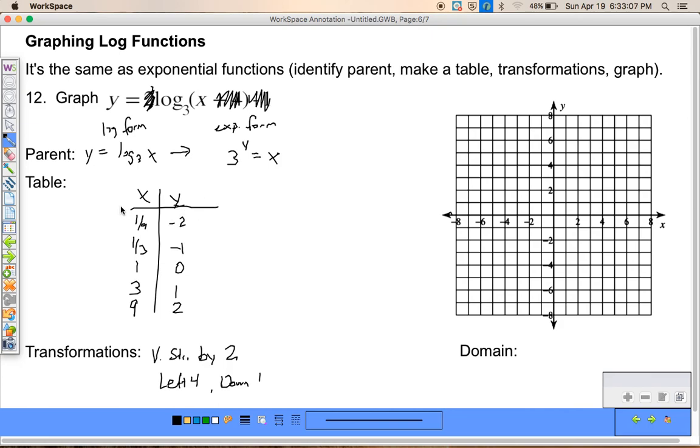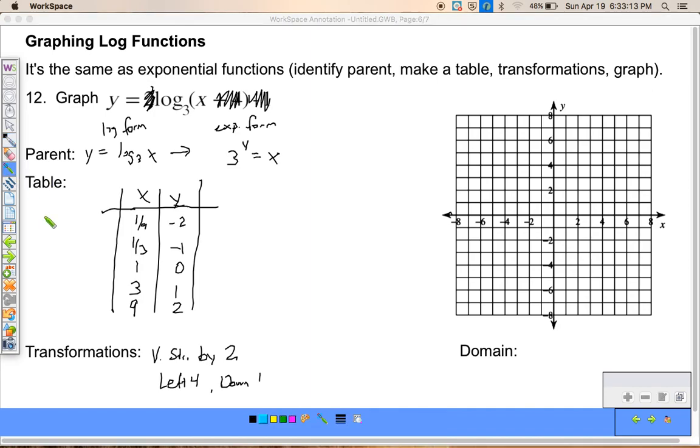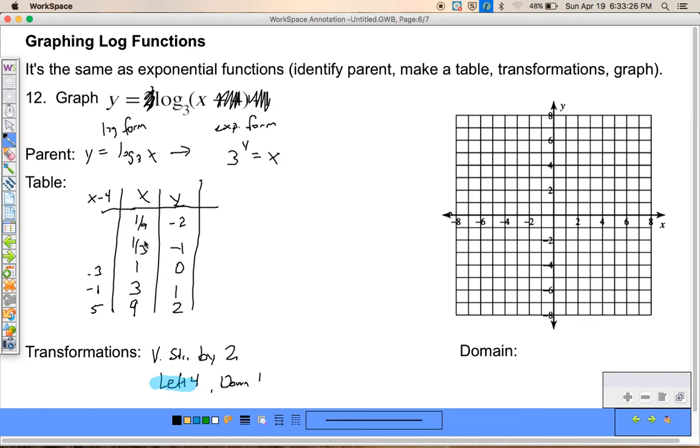And at this point, all we have to do is apply our transformations. There's only one horizontal transformation that we have. It's left 4. So we're going to take all of our x values and subtract 4 from them. So we should get 5, -1, -3. For the 1/3 minus 4, if we have issues with subtracting fractions, I think in a previous section we talked about subtracting using money: you have a third of a dollar and you owe someone $4, how much do you still owe them?